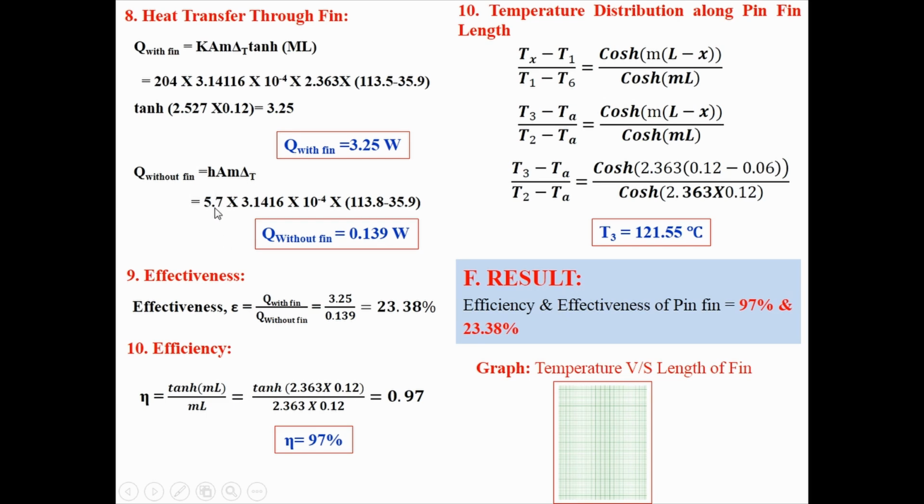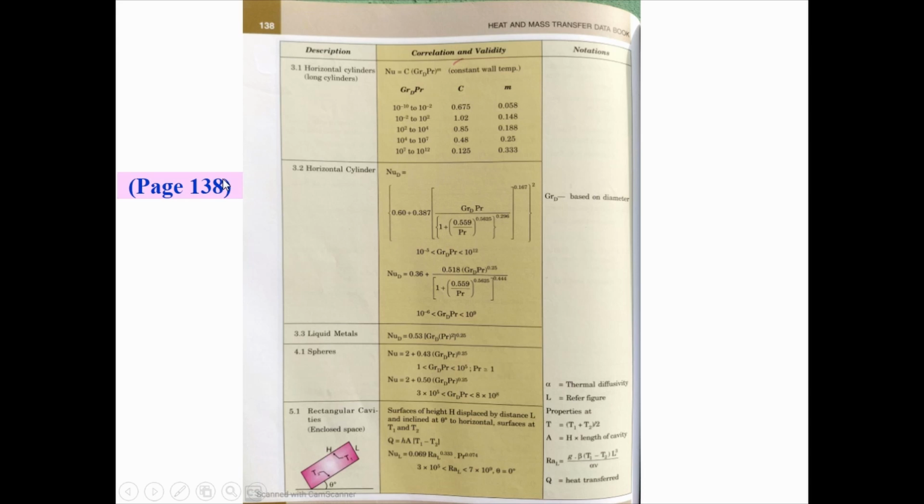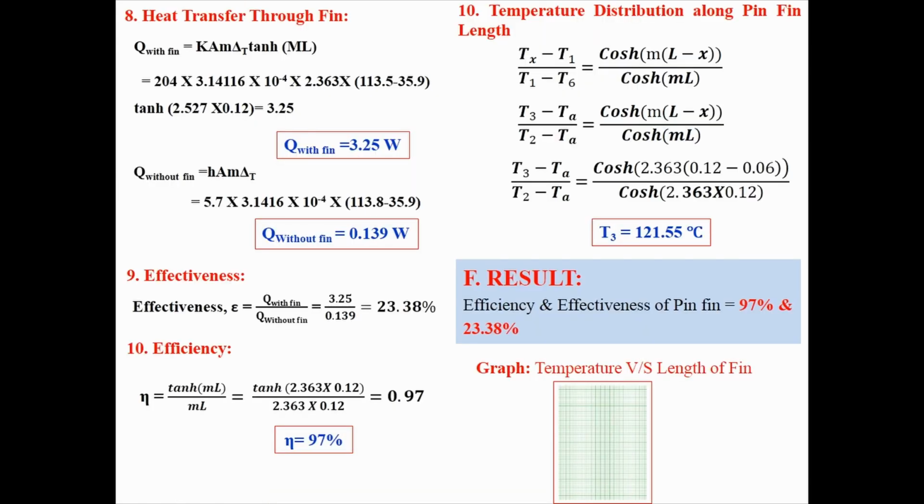h is nothing but what? Already I told you, that is 5.7. Then A is the cross sectional area, that is this much, and m you have to substitute here, that is 3.63. Okay, substitute, and delta T is again 113.8 minus 35.9. You will get Q without pin as 0.139 watt.